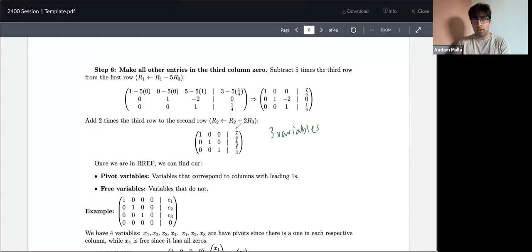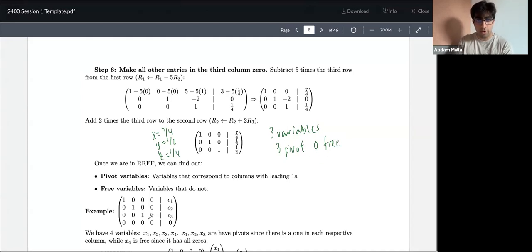If you look at what this matrix form is saying, it's saying x has to equal 7 fourths, y has to equal 1/2, and z has to equal 1 fourth. So in this case, all 3 of our variables are pivot variables. Here we would have 3 pivot variables and 0 free variables. And you'll see what I mean in an example when we see a free variable.